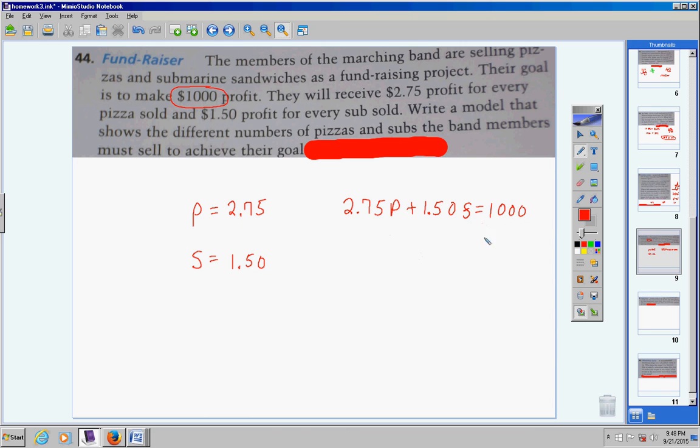We're finished. So 275 times every pizza gives you all the profit for the pizzas. $1.50 times the subs gives you all the profit for the subs. Add those two together, and it should equal $1,000, or more would be fine. So there's your model. All right. Moving on to number 45.